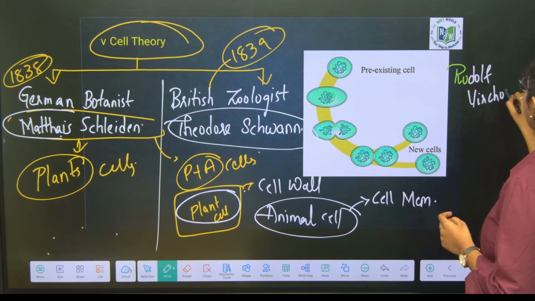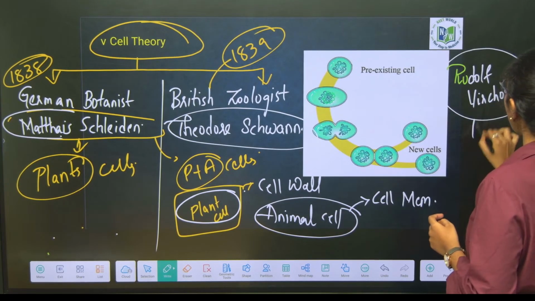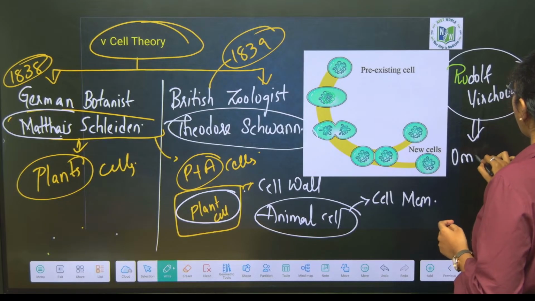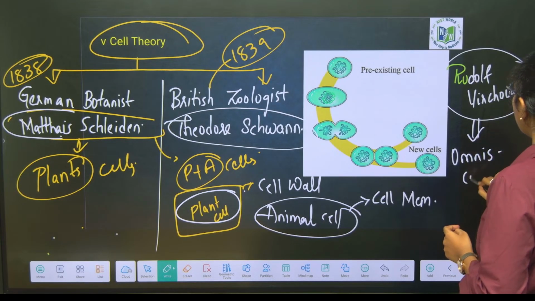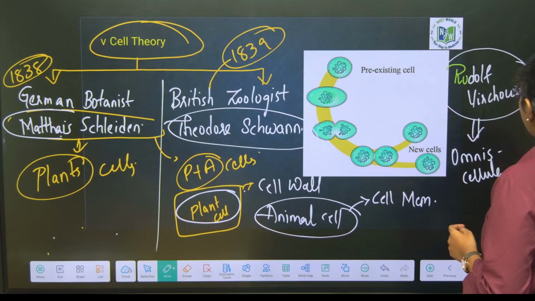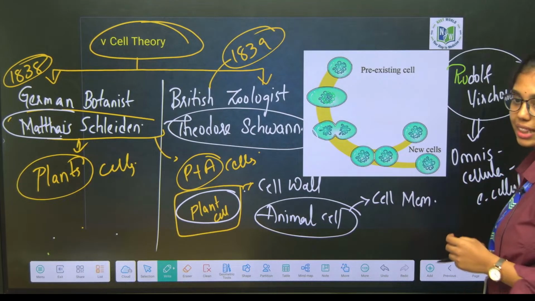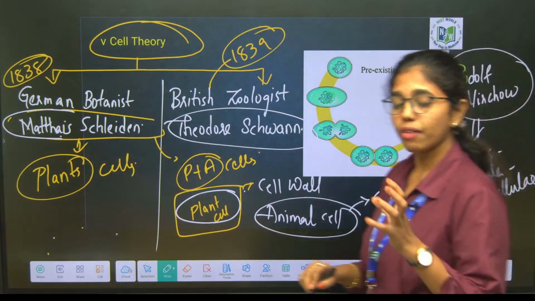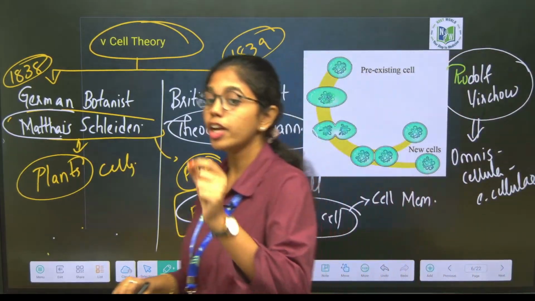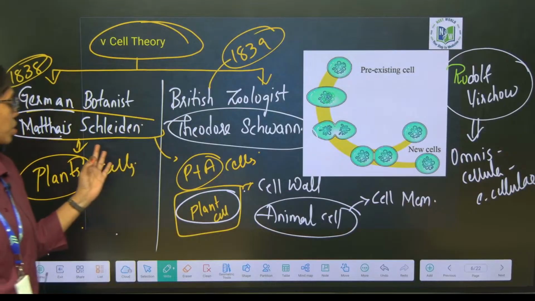Under the concept of omnis cellula e cellulae. Omnis cellula e cellulae. This is called the modified cell theory. So whichever question comes to you on cell theory, you have to keep these 3 points in your mind.